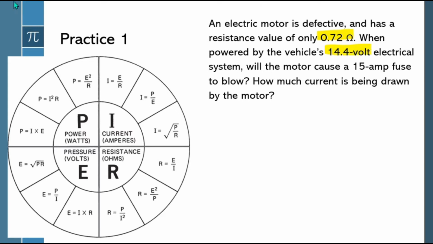So I'm going to write those down. R equals 0.72 ohms. Voltage equals 14.4 volts. Now let's get to the actual question. I see a 15 amp fuse, but that's the fuse that's in the system.